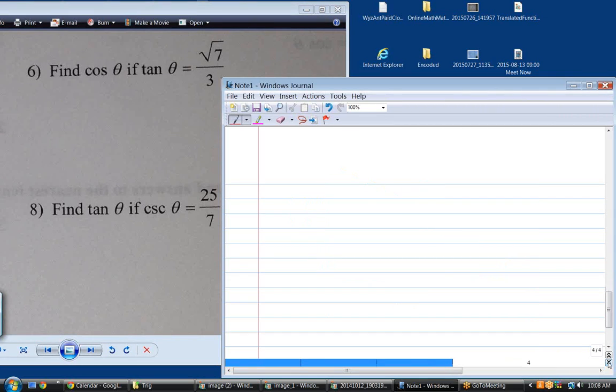Tell me how to do this one. So, right triangle. And then you have to label theta. Opposite would be square root of 7, and adjacent would be 3.